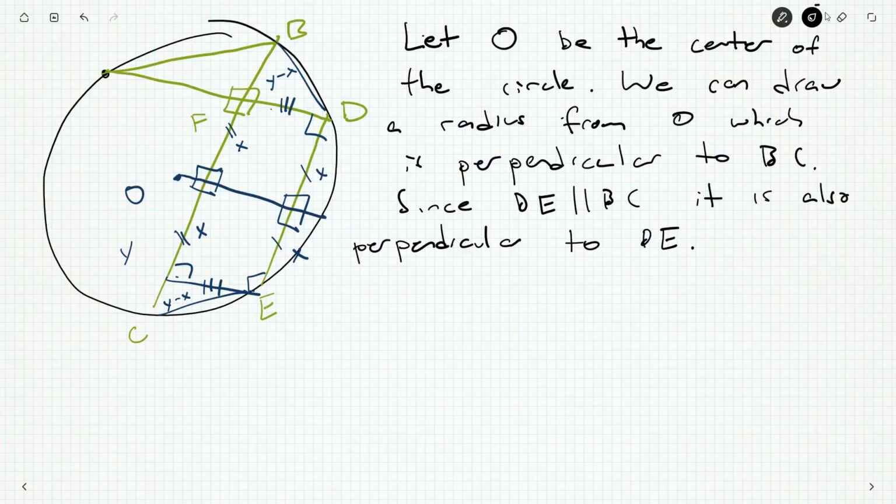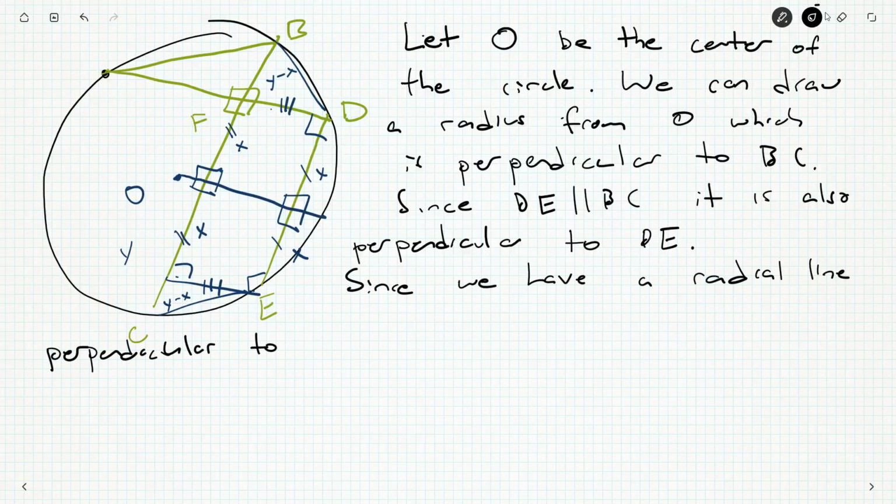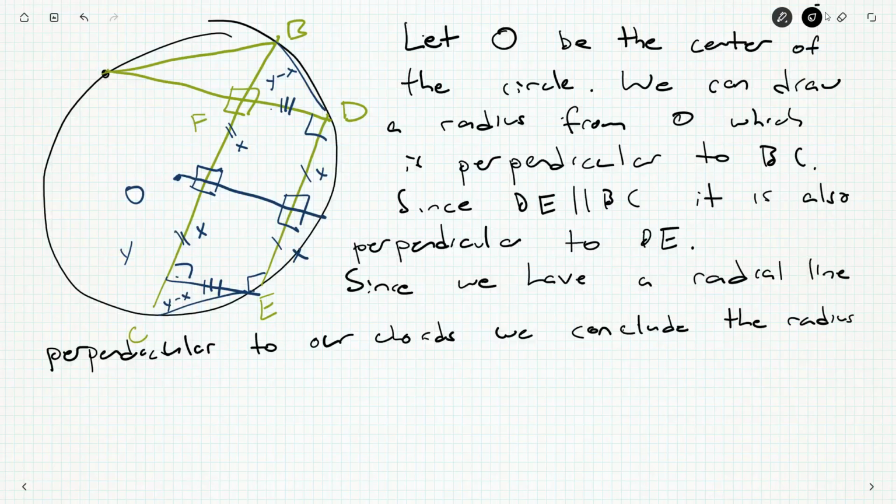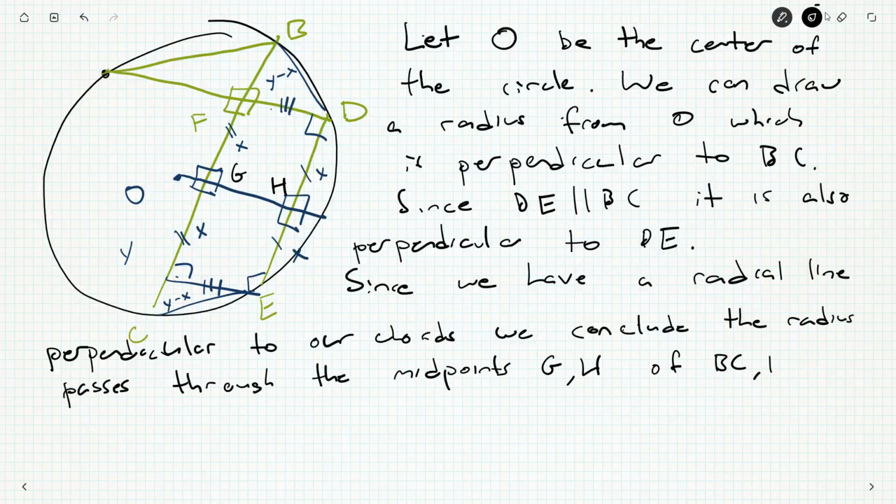What else do I want? Okay. Since we have a radial line, or a radius, perpendicular to our chords, we conclude that the radius passes through the midpoints, and we'll call them G and H, of BC and DE respectively.